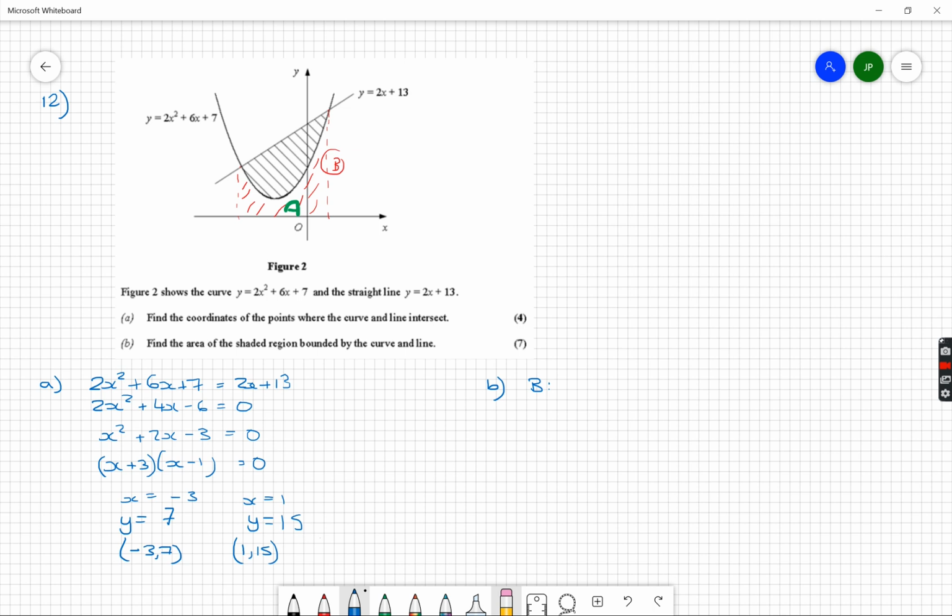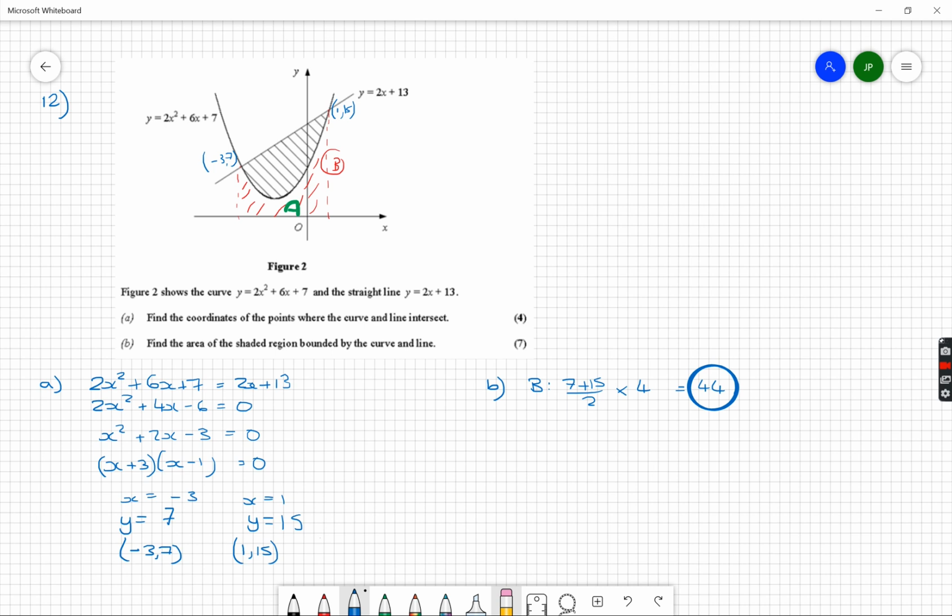So what we've got are our different points. So I know this point here is going to be minus 3, 7, and I know this point here is 1, 15. So if I've got my trapezium, I'm going to add the two parallel heights together, divide it by 2, and times by the height. Okay. So I'm going to do 7 plus 15 over 2 and times it by that distance there, which in this case is going to be 4. So we'll end up with 22 over 2, which is 11, times 4. So that part there is going to be 44.